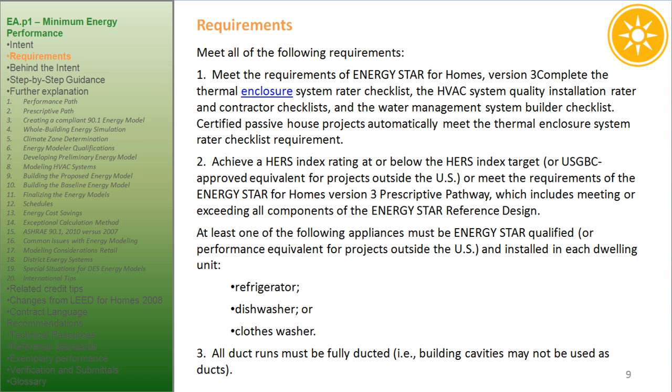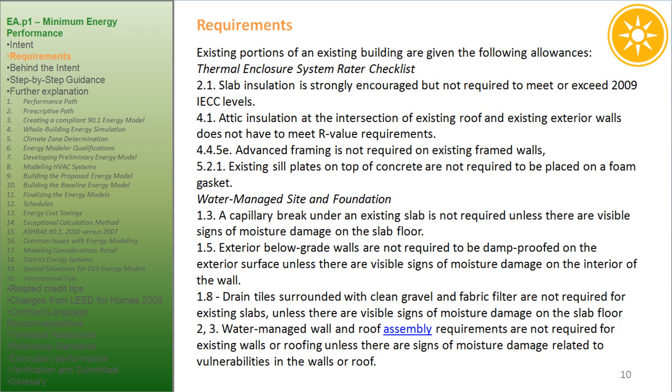Existing portions of an existing building are given the following allowances. Thermal enclosure system checklist. 2.1. Slab insulation is strongly encouraged but not required to meet or exceed 2009 IECC levels. 4.1. Attic insulation at the intersection of existing roof and existing exterior walls does not have to meet R-value requirements. 4.4.5e. Advanced framing is not required on existing framed walls. 5.2.1. Existing sill plates on top of concrete are not required to be placed on a foam gasket.